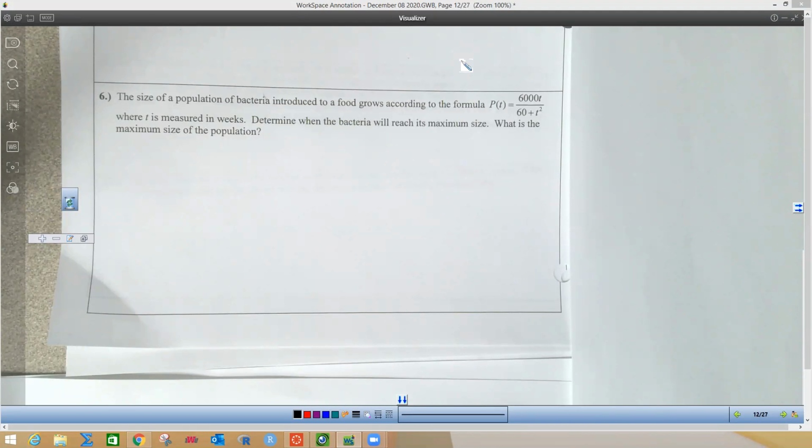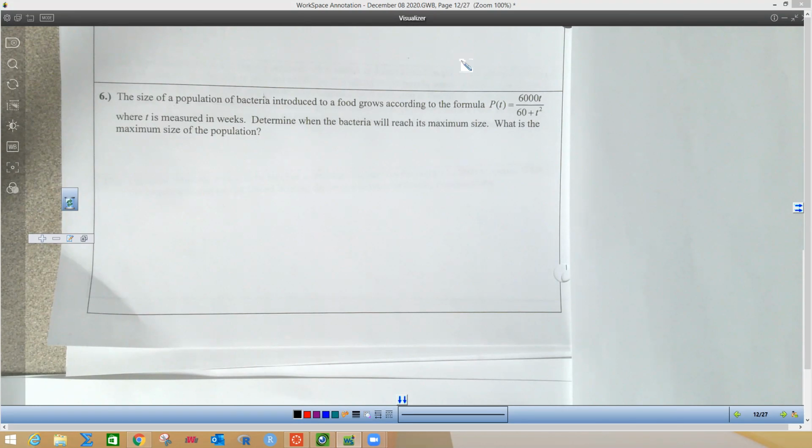You look at your notes, they tell you that you want to draw a picture if you can, and you're going to have a primary equation and a secondary equation. And the way to know what your primary equation is, that's going to be the thing you're maximizing or minimizing.